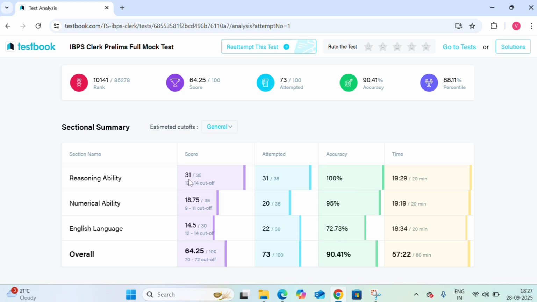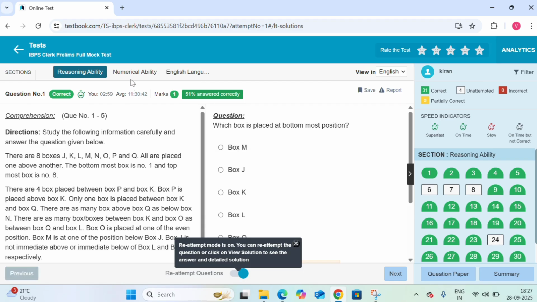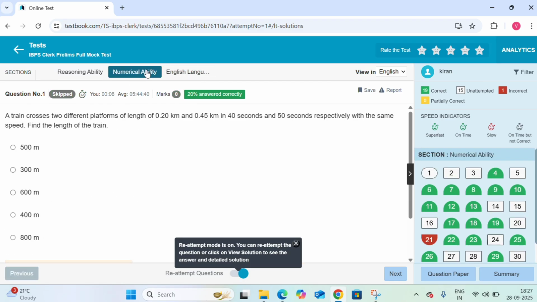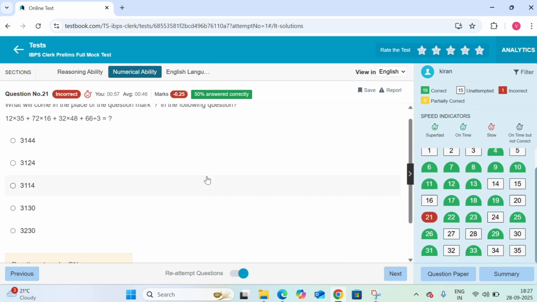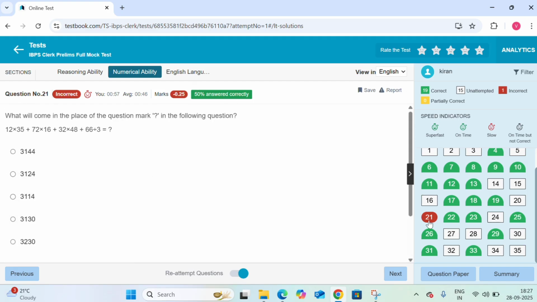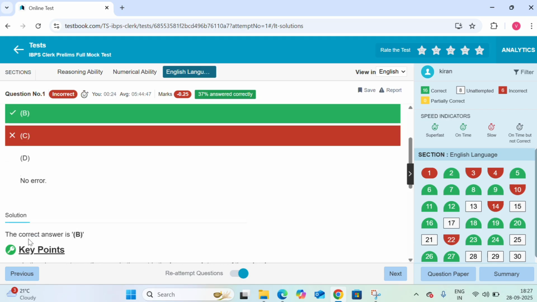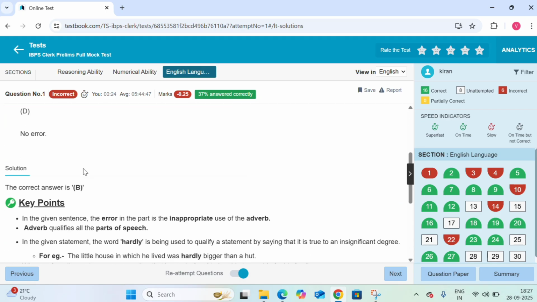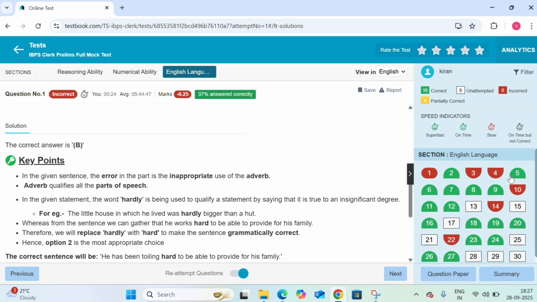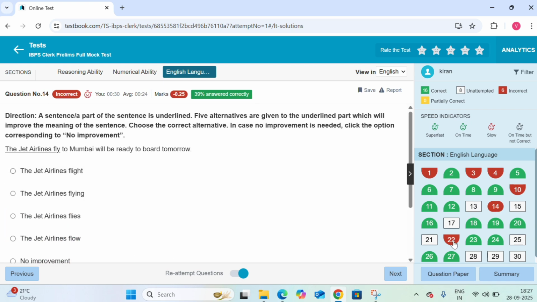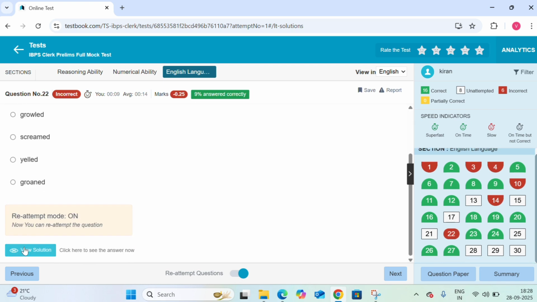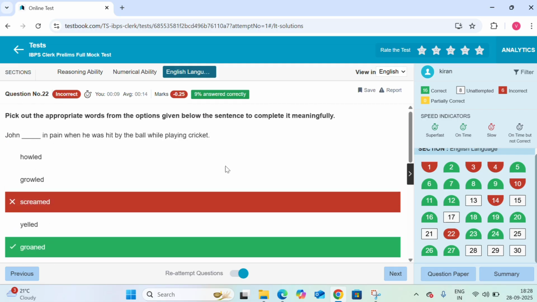64.25: reasoning 31 correct and quant 95% accuracy. English, I got 19 in this one. Simplification, English. He has been toiling. B, toiling. Hardly an error, inappropriate alpha passes. Groan in pain, not screamed.